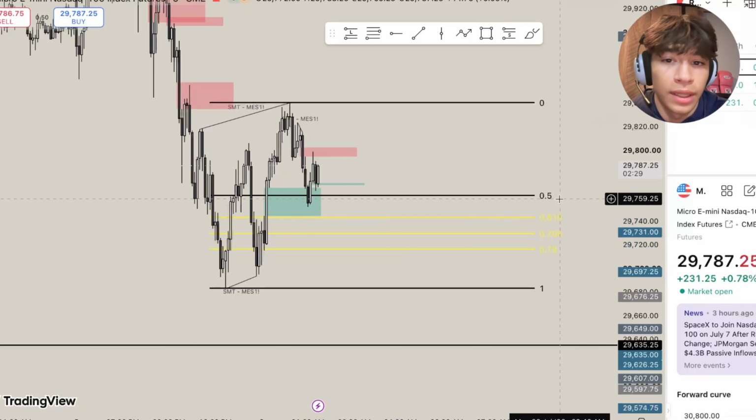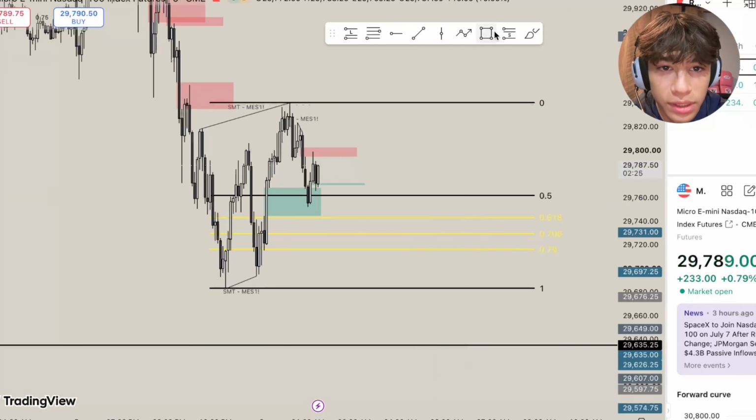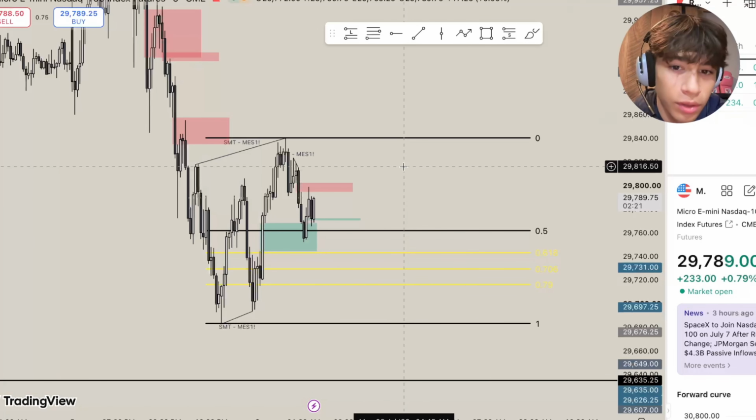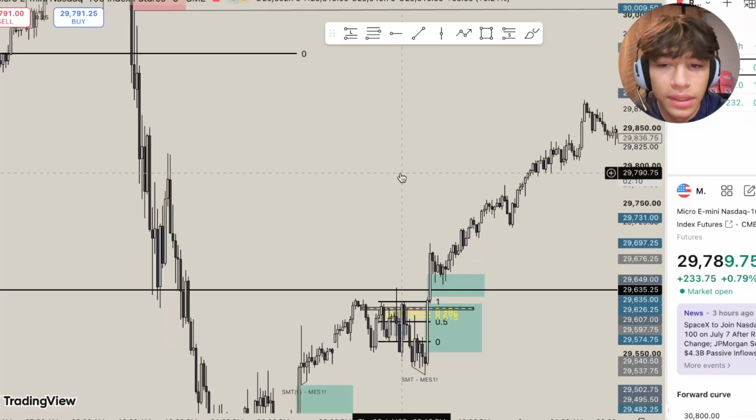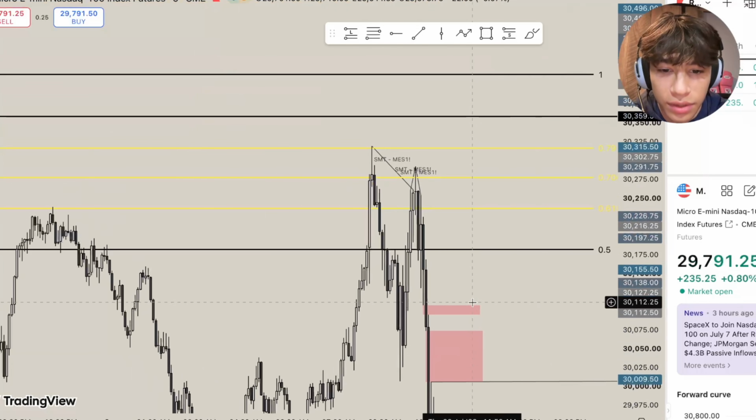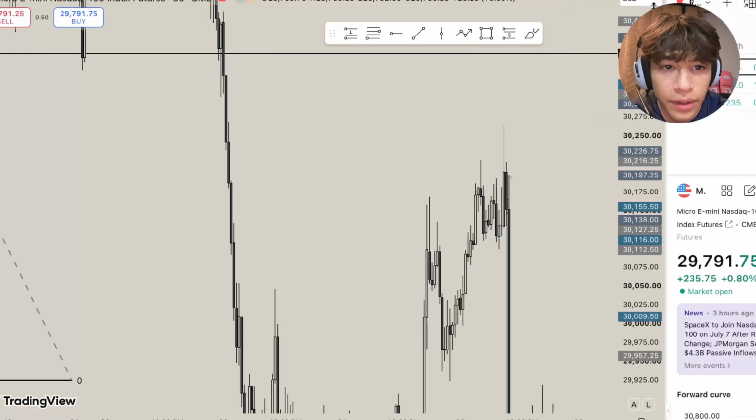I can say for certain that this thing works really good. And then you have your 0.5 as the equilibrium, which price does pull back into as well, but mainly I use the 618 for a bullish trend right here. And this is basically just manipulation legs, right? You can tell where price is going. Very good example right here.